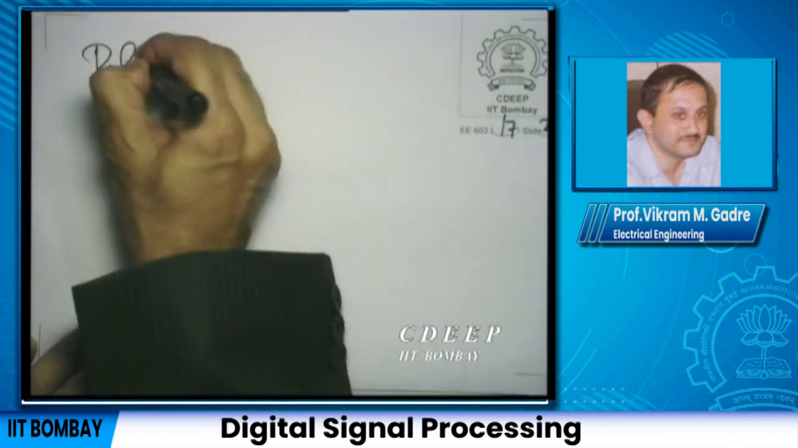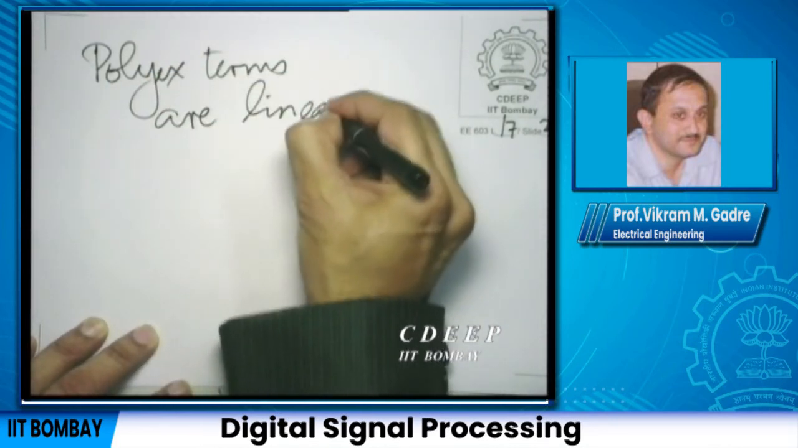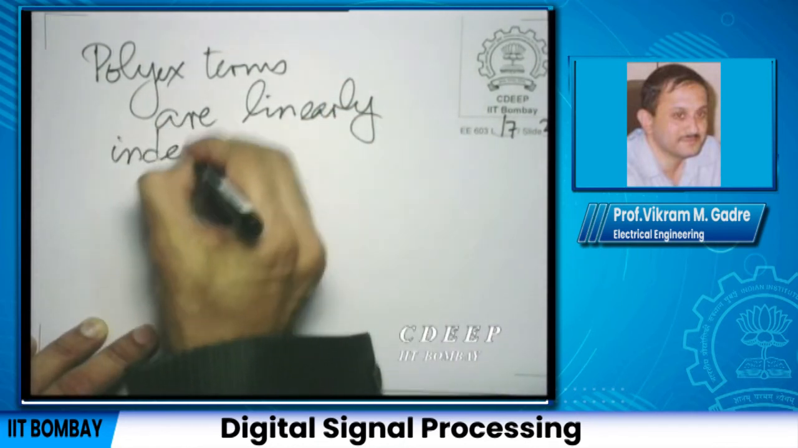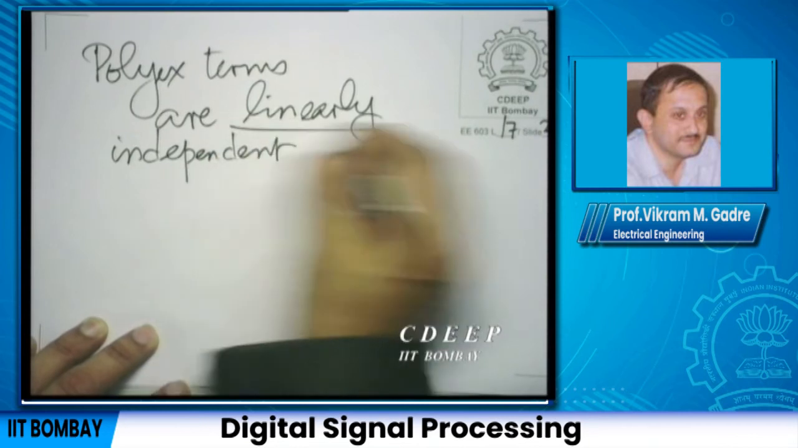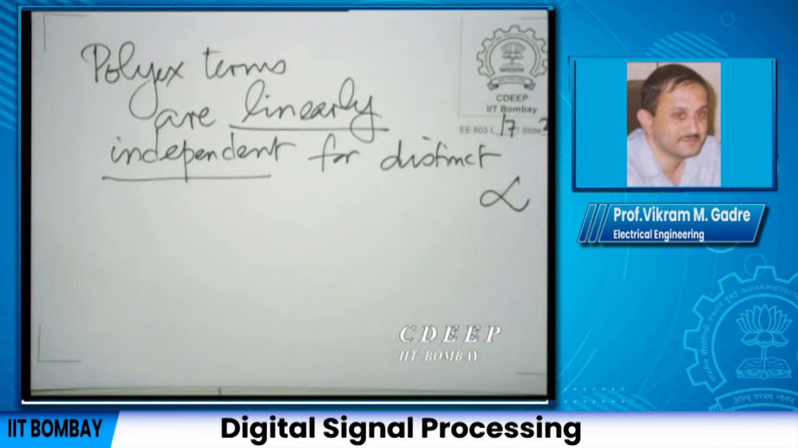That is because poly-X terms are linearly independent for distinct alpha. That means you can never have two poly-X terms which combine to 0 all over the n axis if they have distinct alpha. I leave it to you to prove this. Exercise, prove this.